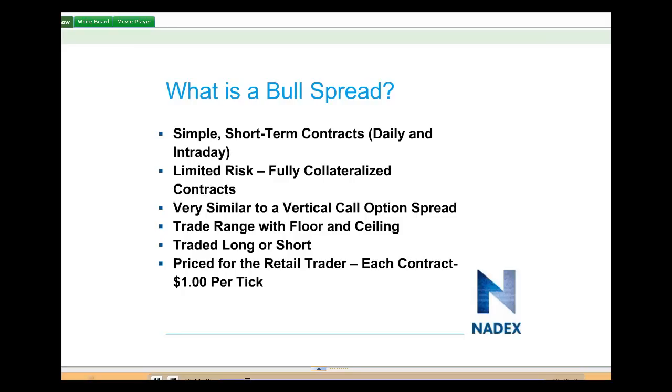All of them are priced, as I mentioned earlier, for the retail trader. So $1 per tick. Instead of going in and maybe where if I have 1 point on oil, it's $1,000, and we'll take a look at that in a minute. I can do that for every penny oil moves. It's only $1 rather than $10 on the actual underlying market.